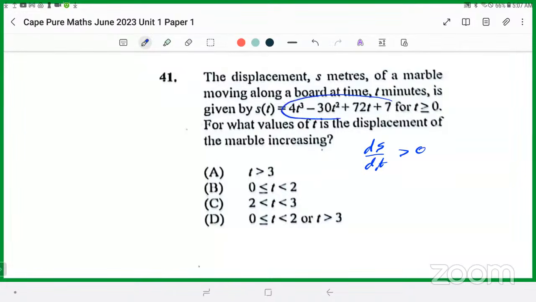So differentiating this and putting it greater than 0. Simple as that. Differentiate this, you're going to get 12t squared. Differentiate this, I'm going to get minus 60t. Differentiate this, I'm going to get plus 72, greater than 0. This can be divided through by what? 12.